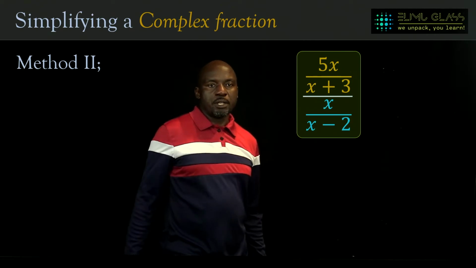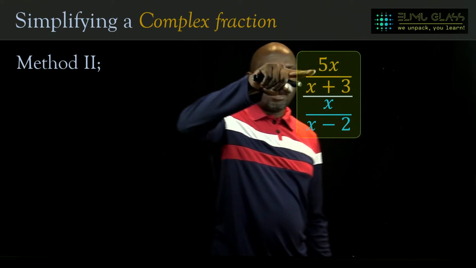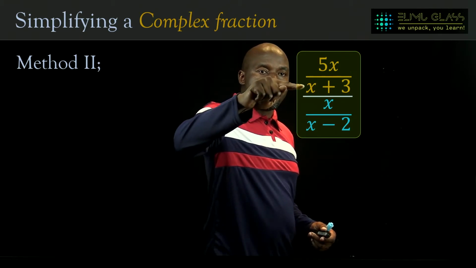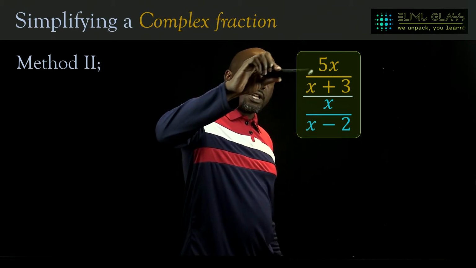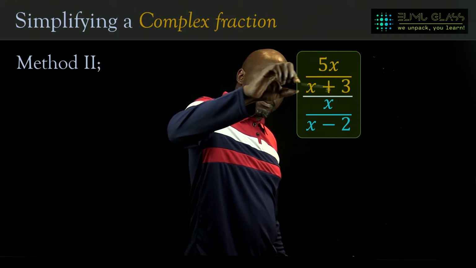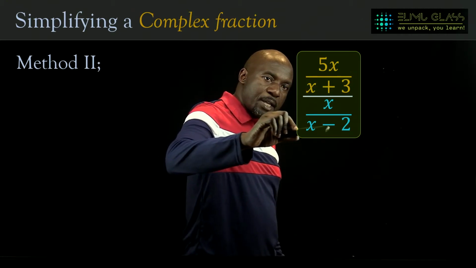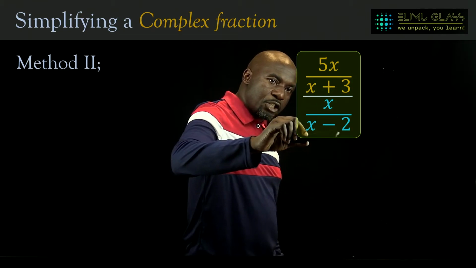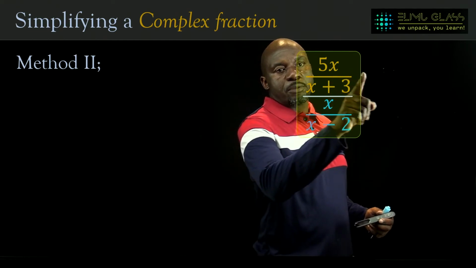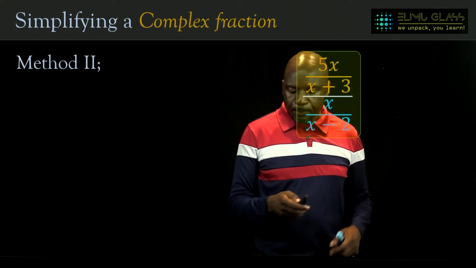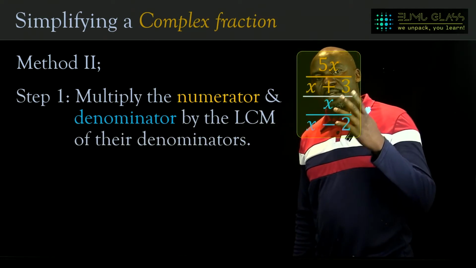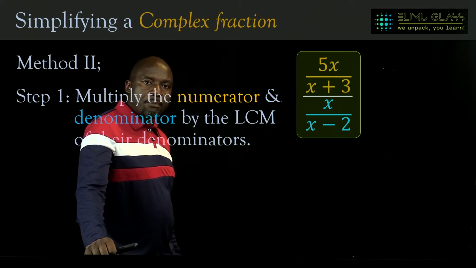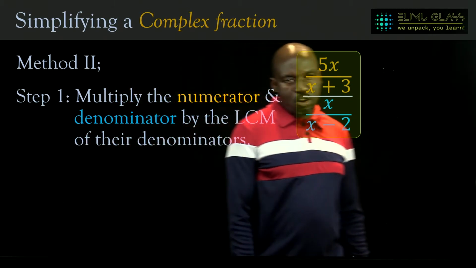So one other thing we can do is to multiply the numerator and the denominator by the LCM of the denominators. So the denominator of the one at the top is x plus 3, and for this one is x minus 2. So we need to look for the LCM of x plus 3 and x minus 2. Once we have that LCM, we'll multiply it at the top and at the bottom. Okay? So method 2, multiply the numerator, so our numerator is the orange one, and the denominator by the LCM of their denominators.